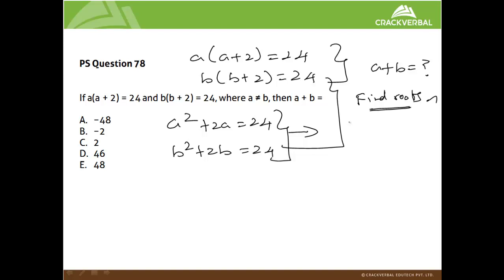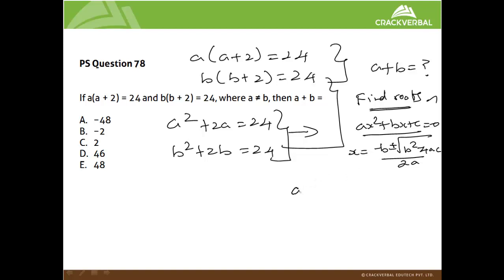The formula to find the roots: if ax square plus bx plus c is equal to 0 is your general quadratic equation, then x is equal to minus b plus or minus square root of b square minus 4ac, by 2a, where a is the coefficient of x square, b is the coefficient of x, and c is the constant. We can use this formula, but finding the roots by formula is a little bit of a longer way, or else you can do factorization.